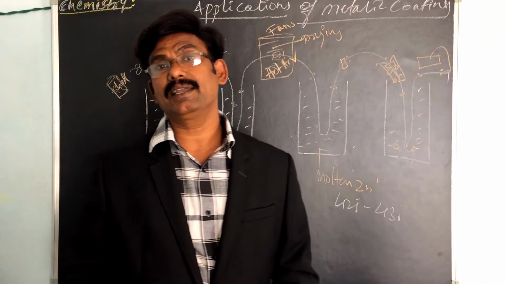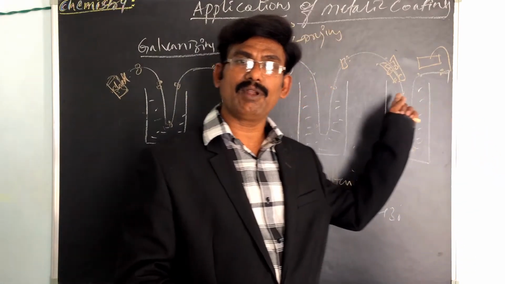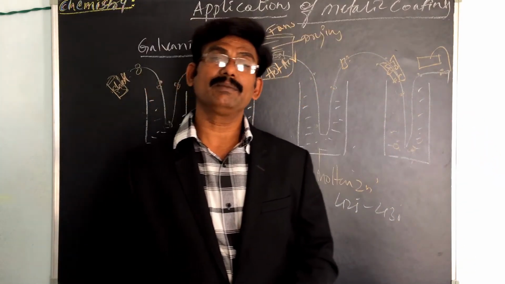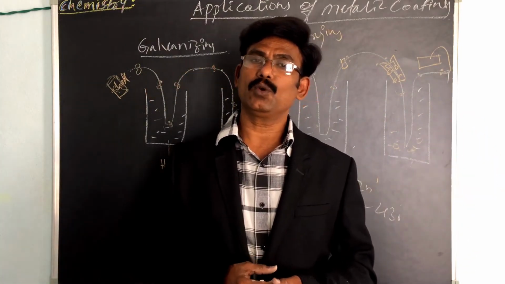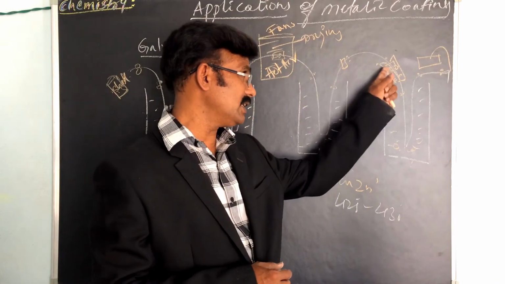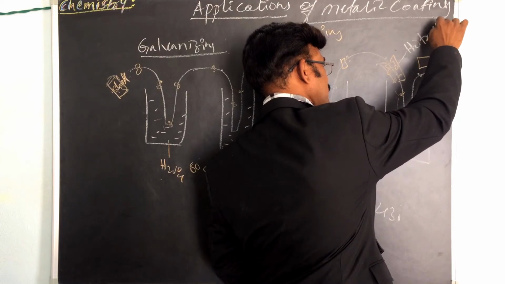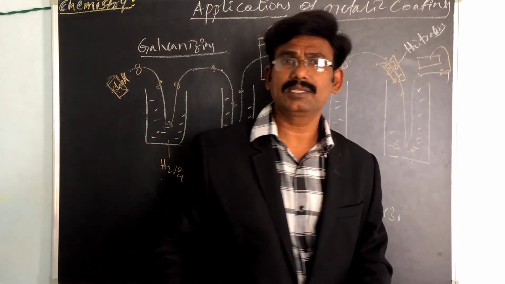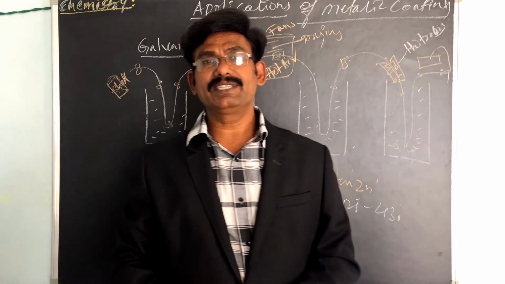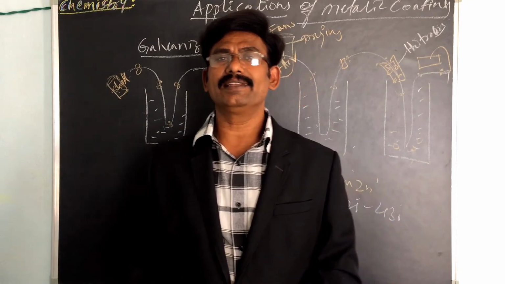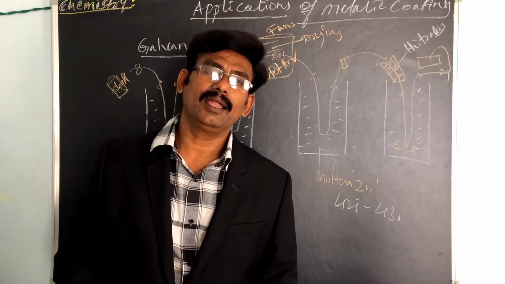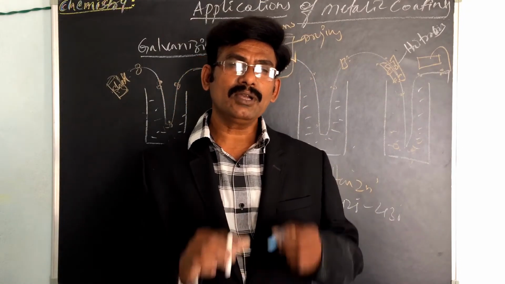And the sheet is taken out, and the excess zinc is removed by passing it between a pair of hot rollers. These are the hot rollers. So an alloy of zinc and iron is formed at the junction of the base metal and the coating metal. So it is an alloy.